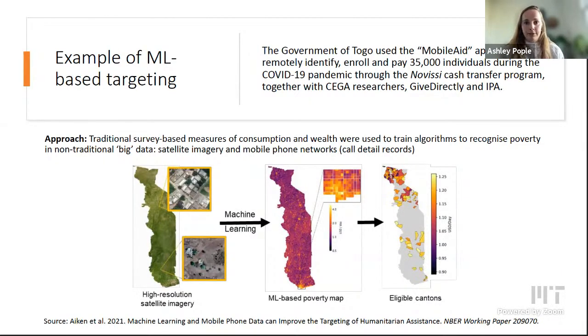And what they did is a two-tiered kind of geographic targeting approach. The first is identifying geographies that are impoverished in the rural areas needing support. And then the second is, within those geographies, can you identify which households should be given the cash transfer? They collected traditional survey-based measures of consumption and wealth, which they then used to train algorithms to recognize poverty, building out these poverty maps, which was then used to rank which cantons they should be prioritizing. That was the first step. And then the second step was to use mobile call data, which includes calls and SMSs, to predict which individuals are impoverished and thus in need.